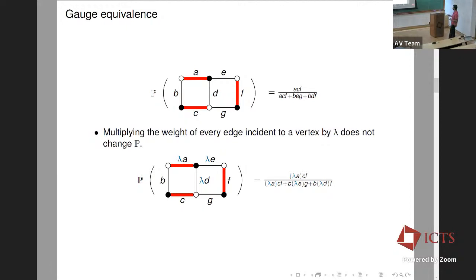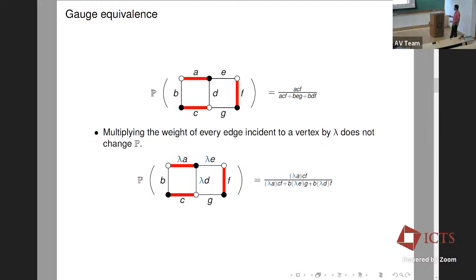So here is the observation. The probability of having this dimer cover with these weights is this expression over here that we saw. Now, if we take every edge that is incident to any vertex and we multiply the weights of all those edges by the same constant lambda, then because every dimer cover is going to have exactly one edge that is incident to this vertex, the weight of every dimer cover is going to get multiplied by lambda. So if you look at the probability, since you're normalizing by the partition function, the lambdas cancel out and the probability is unchanged. So the probability does not depend on changing the weights in this way.